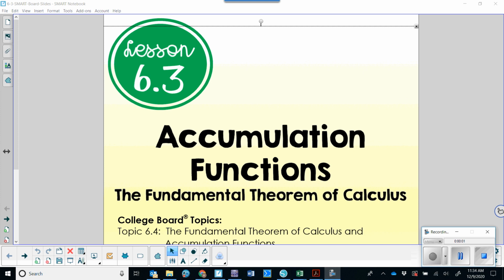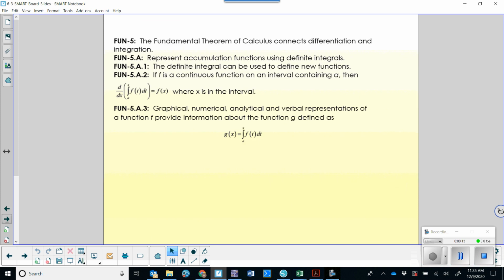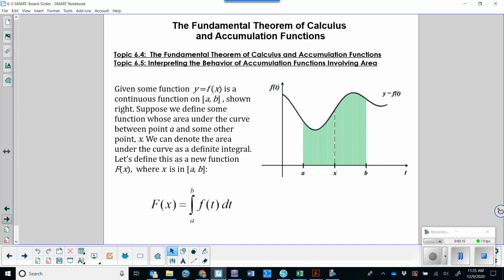All right, this is a lesson on accumulation functions, and we're not doing this entire lesson, so this video will be the part of this that we will do. We've talked about this some, but this is a little bit more of a stronger way to show how we can use integration to talk about accumulating stuff.